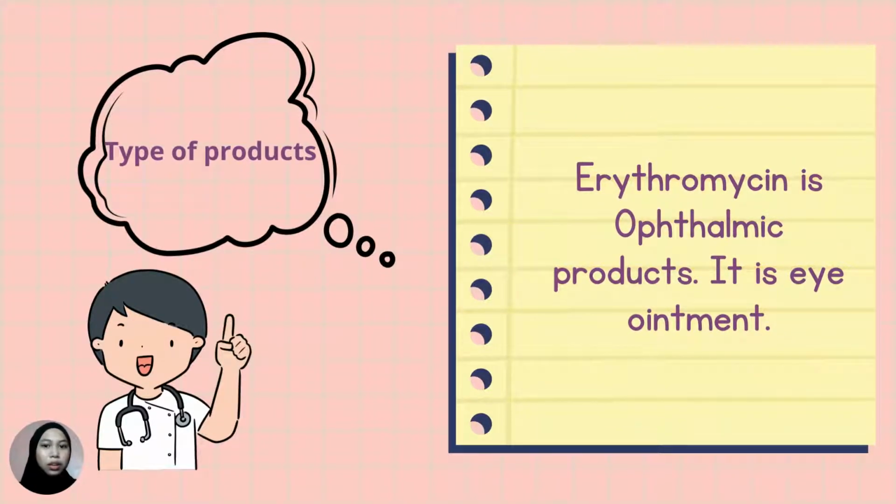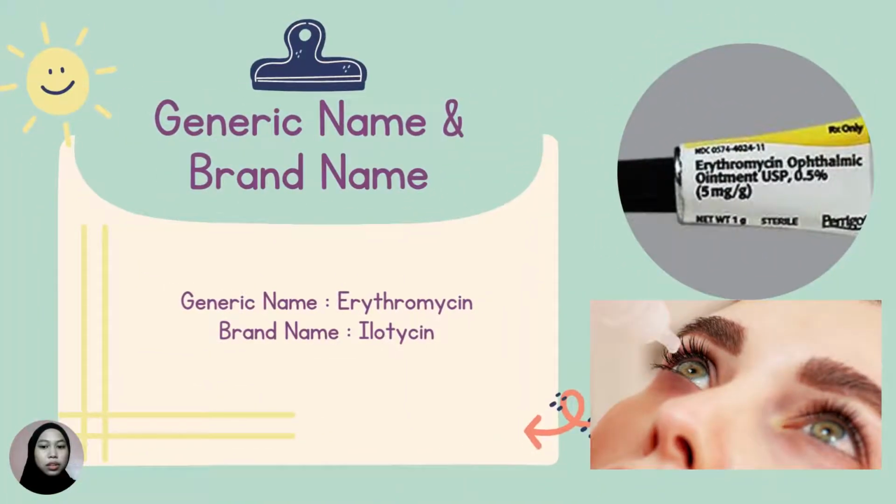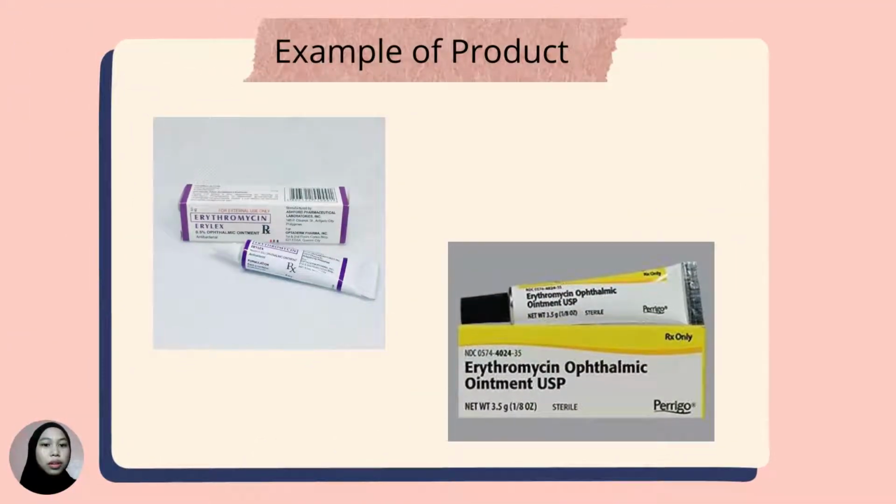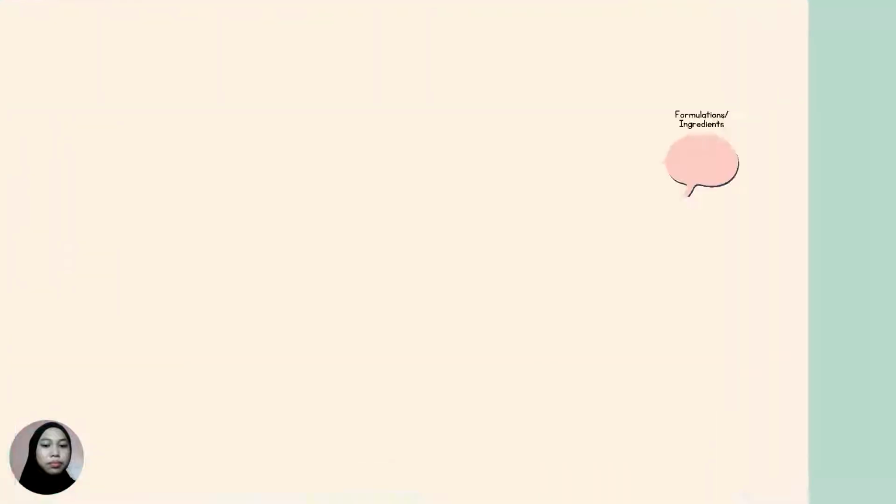So, type of product. Erythromycin ophthalmic product is an eye ointment. For the generic name, we call it erythromycin. For the brand name, we call it ERYTHROMYCIN. So these are examples of the product.